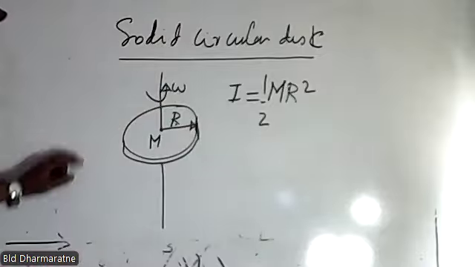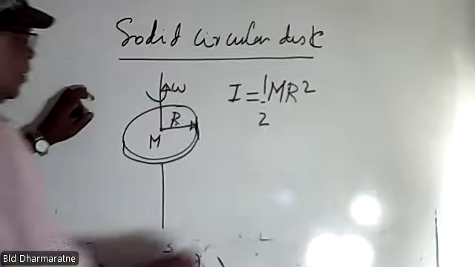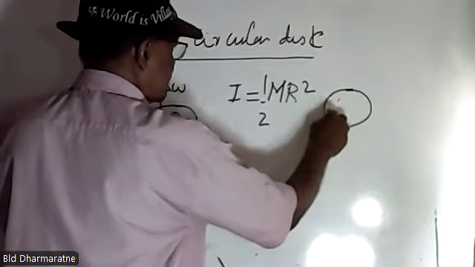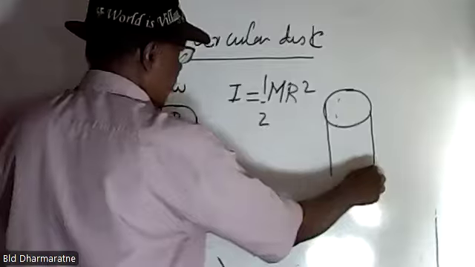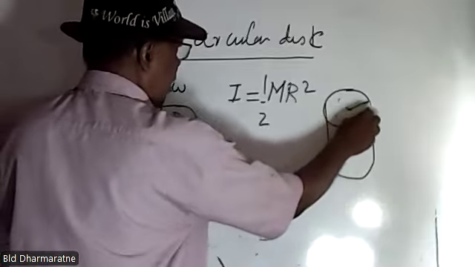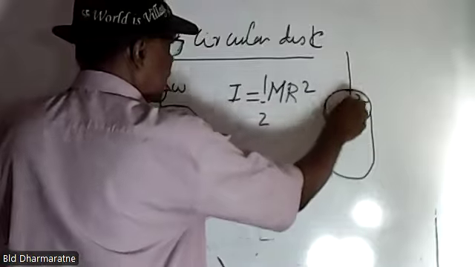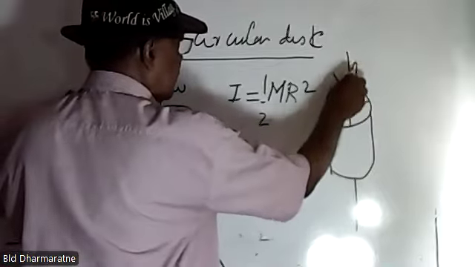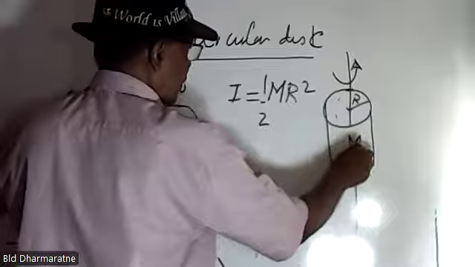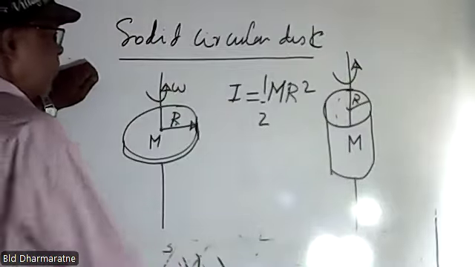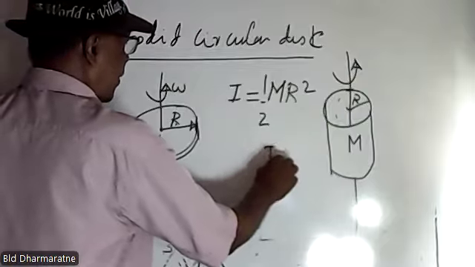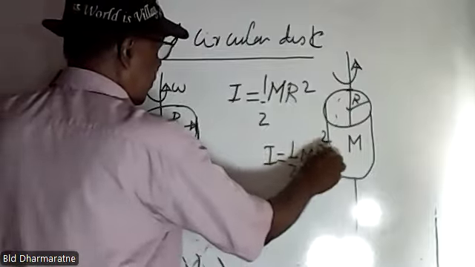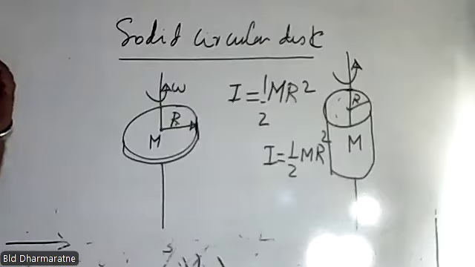Now we extend to the solid cylinder, with capital R radius, rotating about this axis, and mass M. For this one also, I equals half M R squared. That is used for the rotating cylinder.